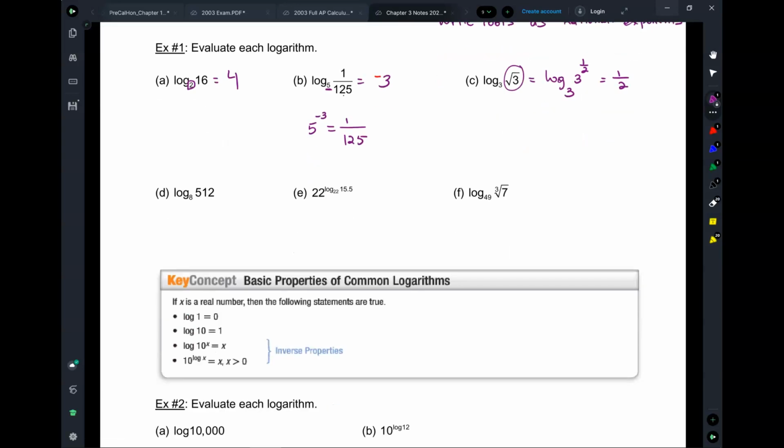Okay, here, this is one that might not be as obvious, but again, on a test, you'll have things that you know. What should be the exponent of 8 to give you 512? 3.